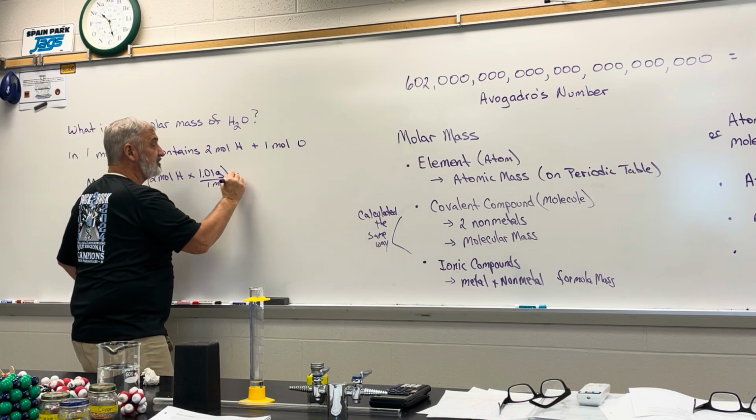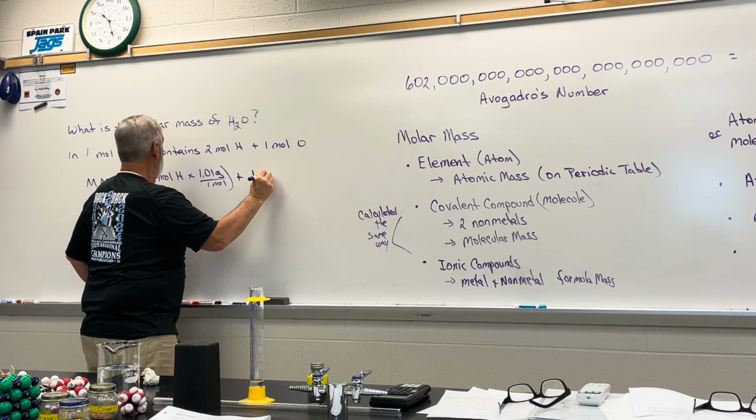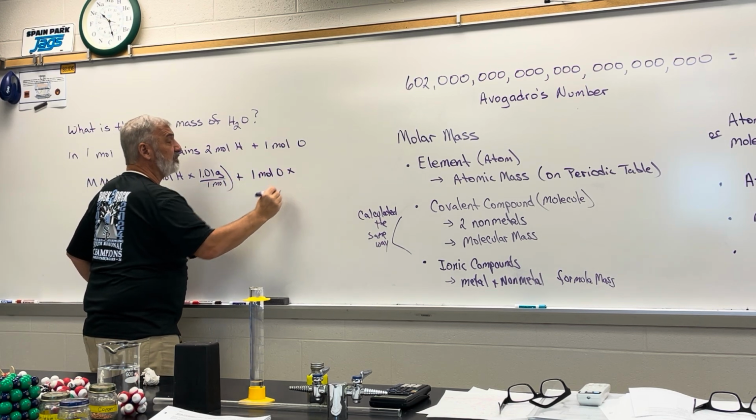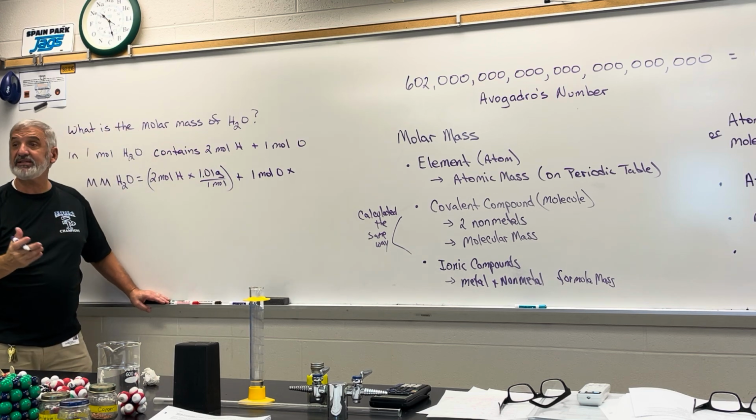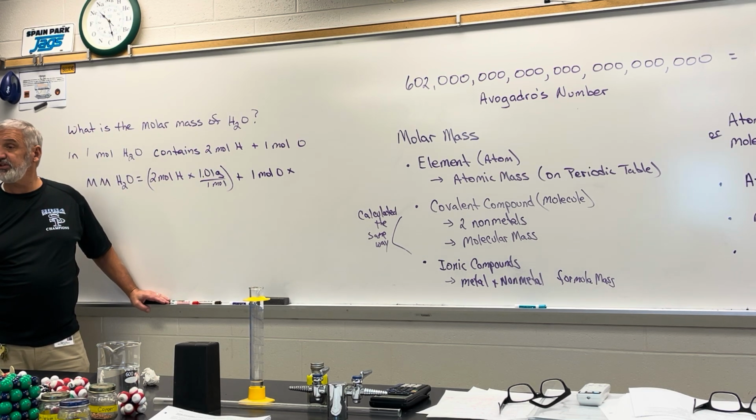Well, how much oxygen do we have? 1 mole of oxygen. And what's the molar mass, the atomic mass of oxygen? You see on your periodic table, what does it say? 15.9994, right? Yeah, so 16. So let's just always round that, and you're going to use it over and over and over again. That's 16.00.